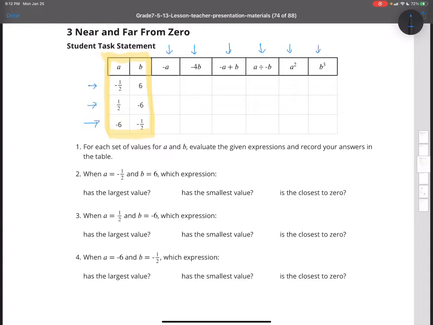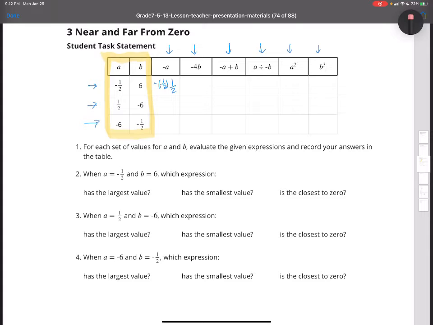So let's look at the first one for A. I see that they want us to find negative A. Since A is negative 1/2, this would actually be equal to a positive 1/2. It's almost like saying negative A is asking for the opposite value of A. The opposite of negative 1/2 is a positive 1/2. Or if you look at it like the additive inverse, what's the opposite of a negative number, which is positive, and it's going to be a positive 1/2.